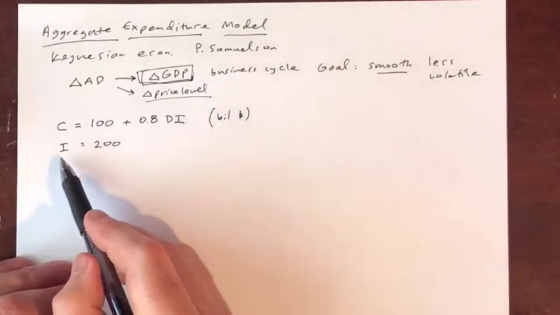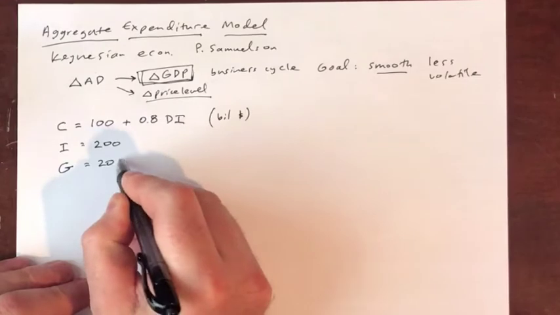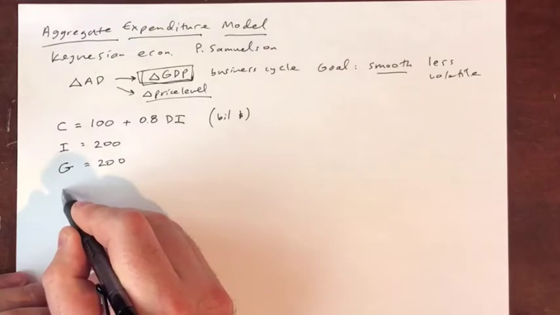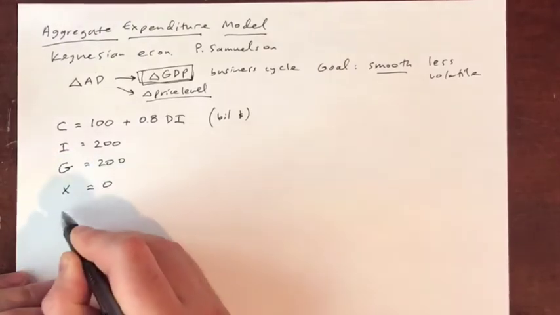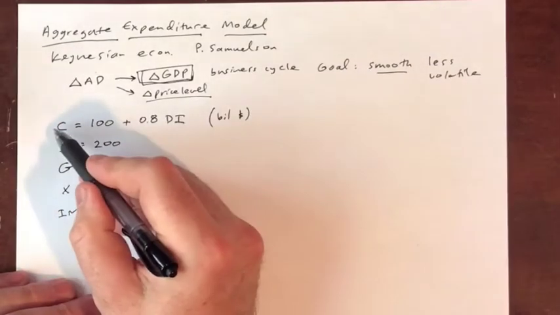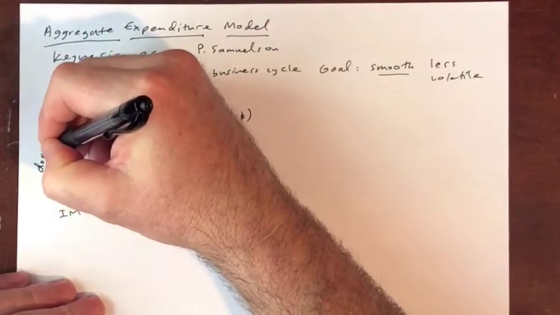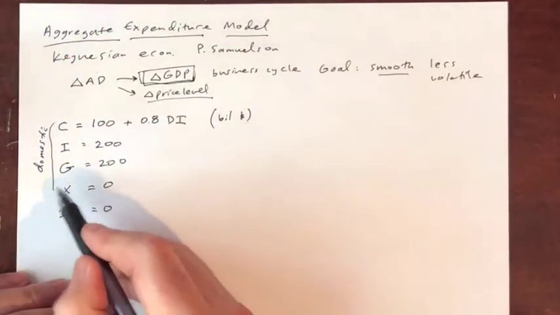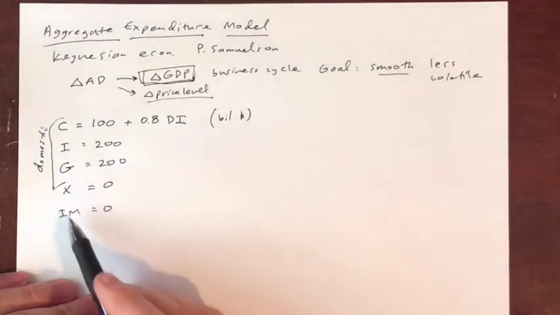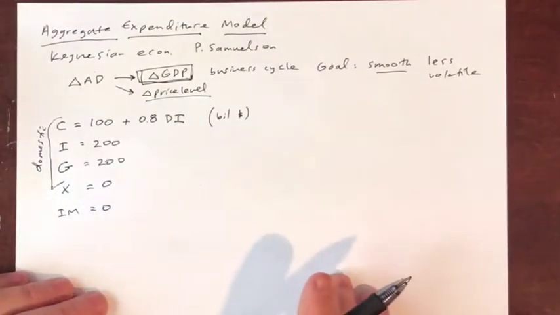So we've got consumption, investment, and then government spending, our next component. Let's say that this is $200 billion. And then finally, exports and imports. Let's just say that exports and imports are both zero. The C and the I and the G are the domestic part of the economy. The exports and imports have to do with international trade, the global part of the economy. So for the domestic part, C, I, and G, we'll limit our attention to that for now.